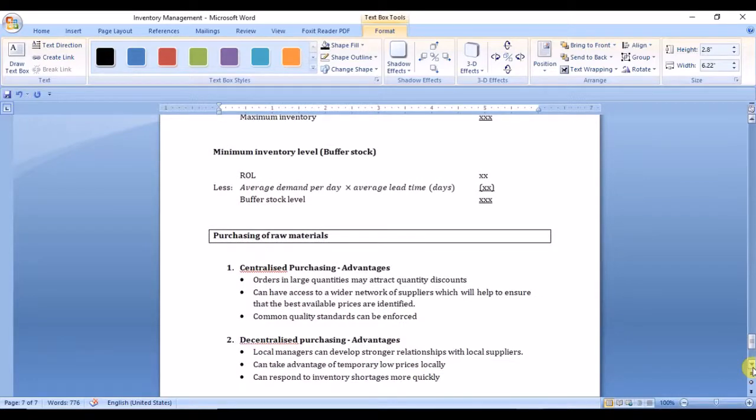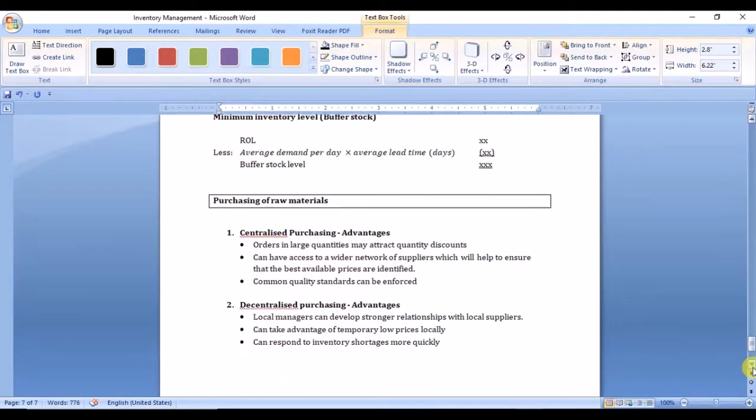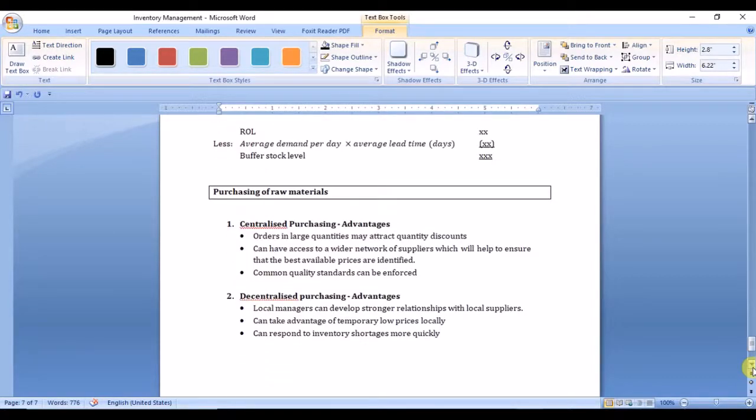I'm not spending time on the calculation purposefully because most of you are preparing for the case study exams. In the case study exam, the calculation on maximum minimum inventory is not tested. And the discussion about purchasing raw material, whether it is centralized or decentralized, you need to know.